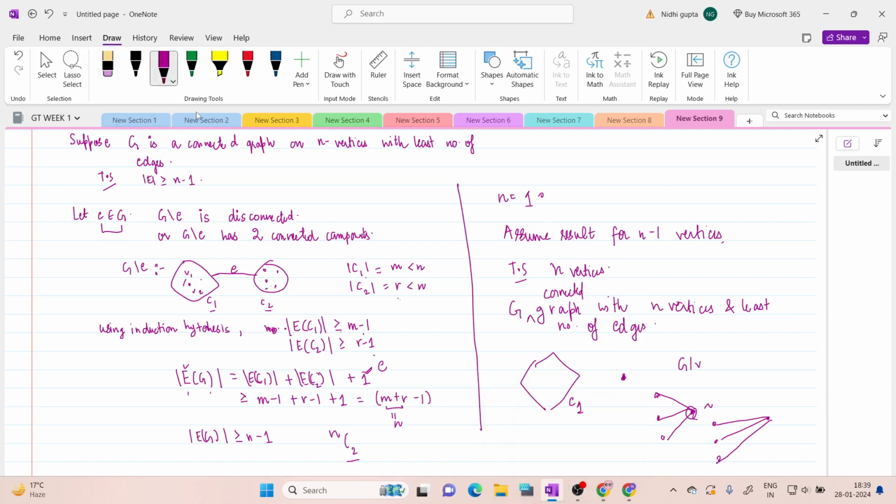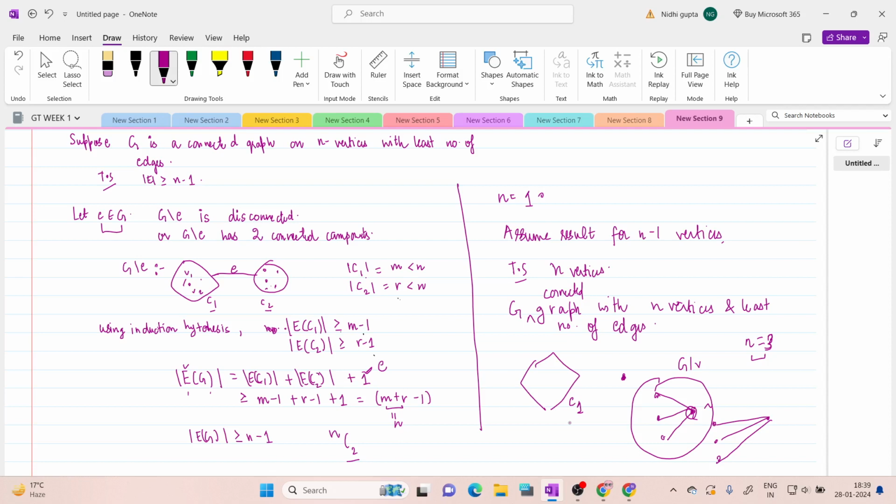In this example, if we have to apply induction, suppose I have assumed the result for n equal to 3 and I want to show it for n equal to 4. If this was my graph, and I have to apply induction, I should be able to guarantee that there is a connected subgraph of n minus 1 vertices, right?